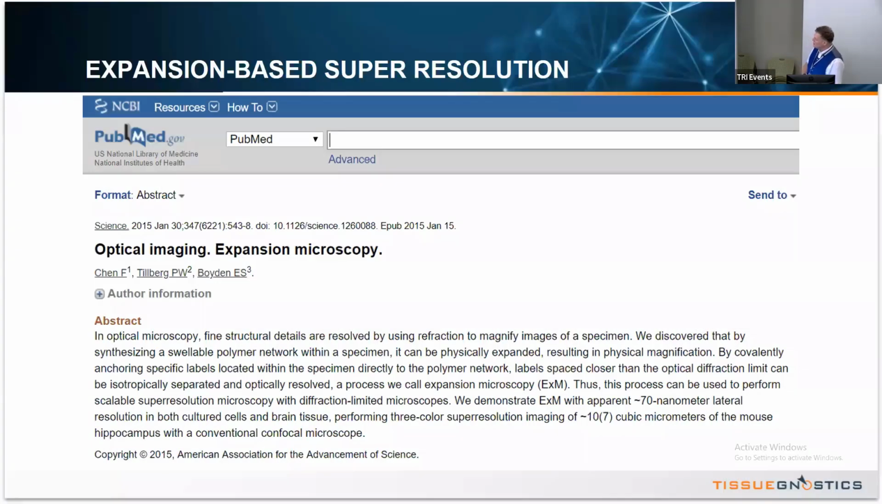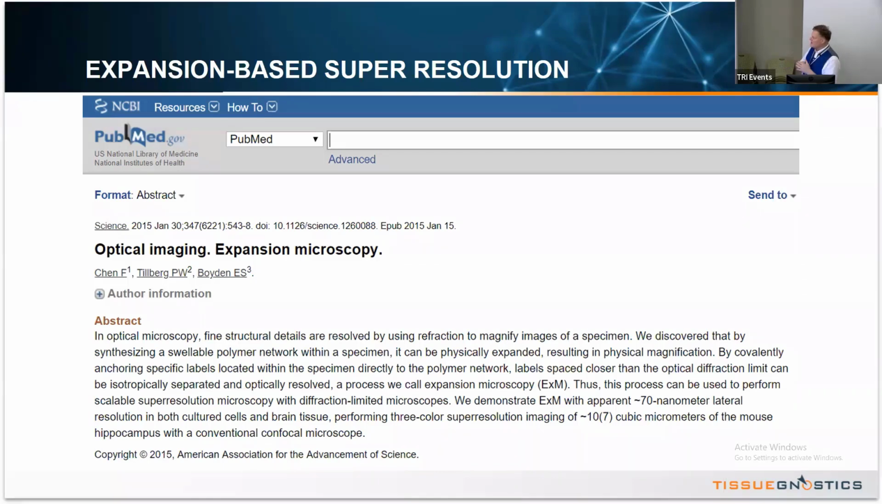This has been developed by the group of Edward Boyden in Boston. And although it's called microscopy, it's actually not a microscopic method, but a chemical method. The idea is that you use a polymer. So you have your tissue section stained with fluorochromes. You put it into this polymer solution, which hardens out. And then you can expand this scaffold. The polymer solution captures the fluorochromes from the tissue, and then you expand it.